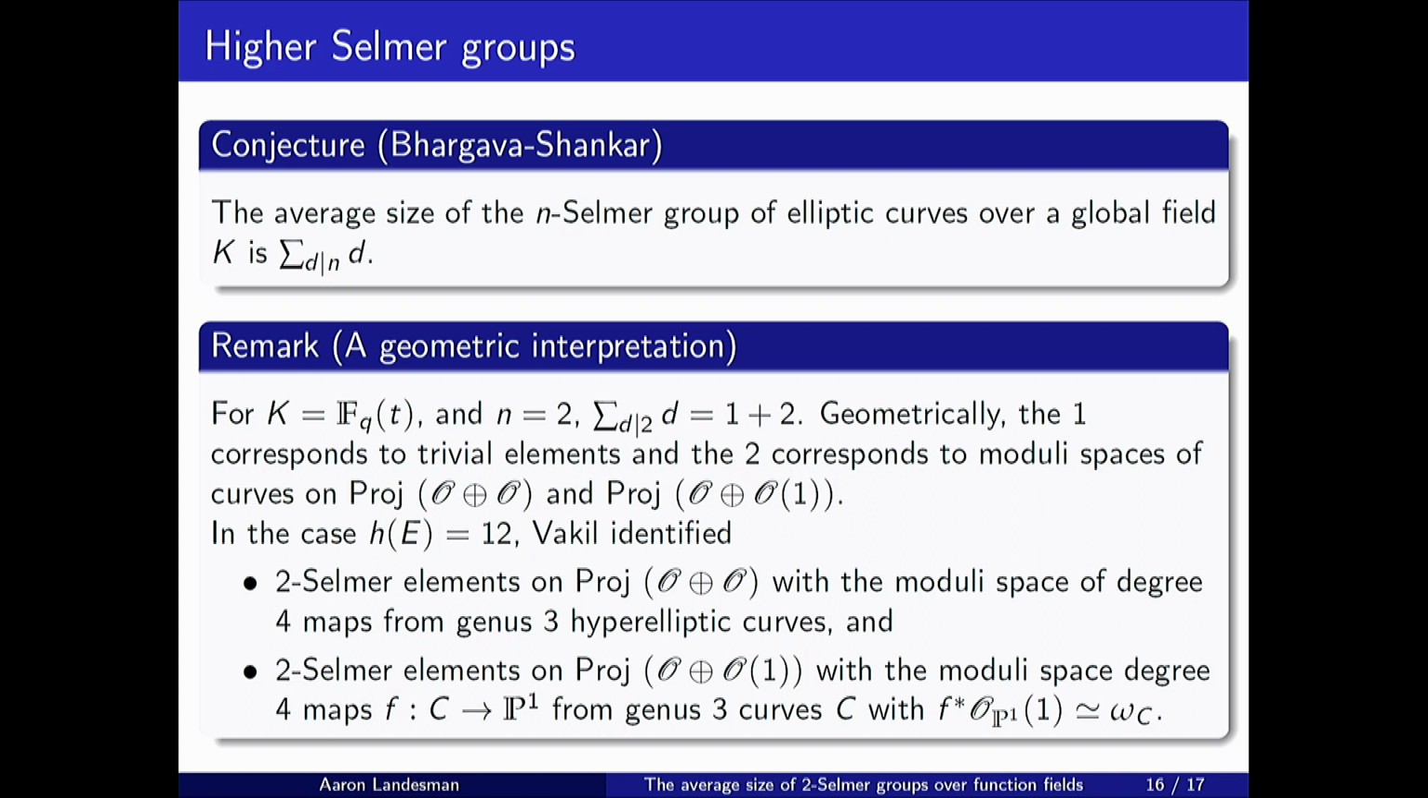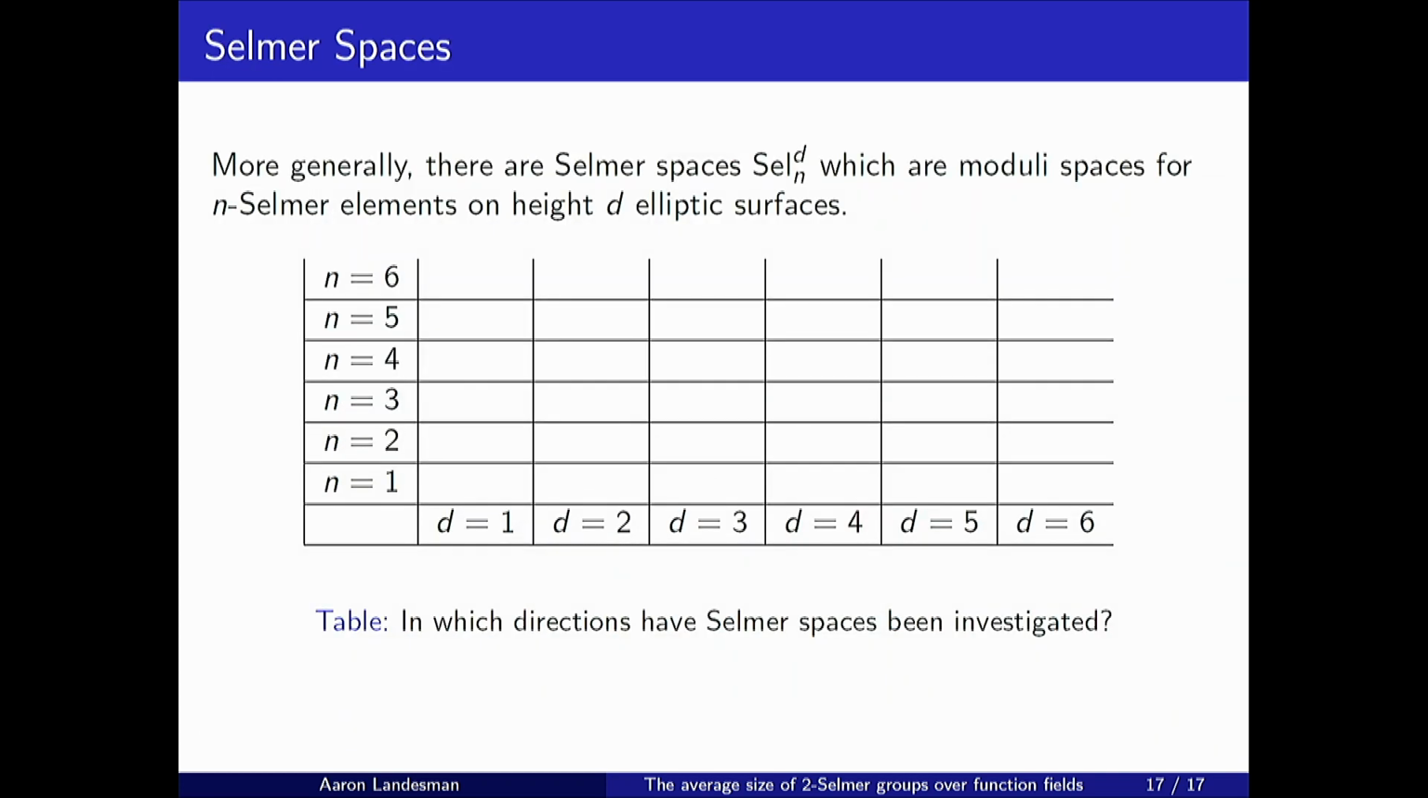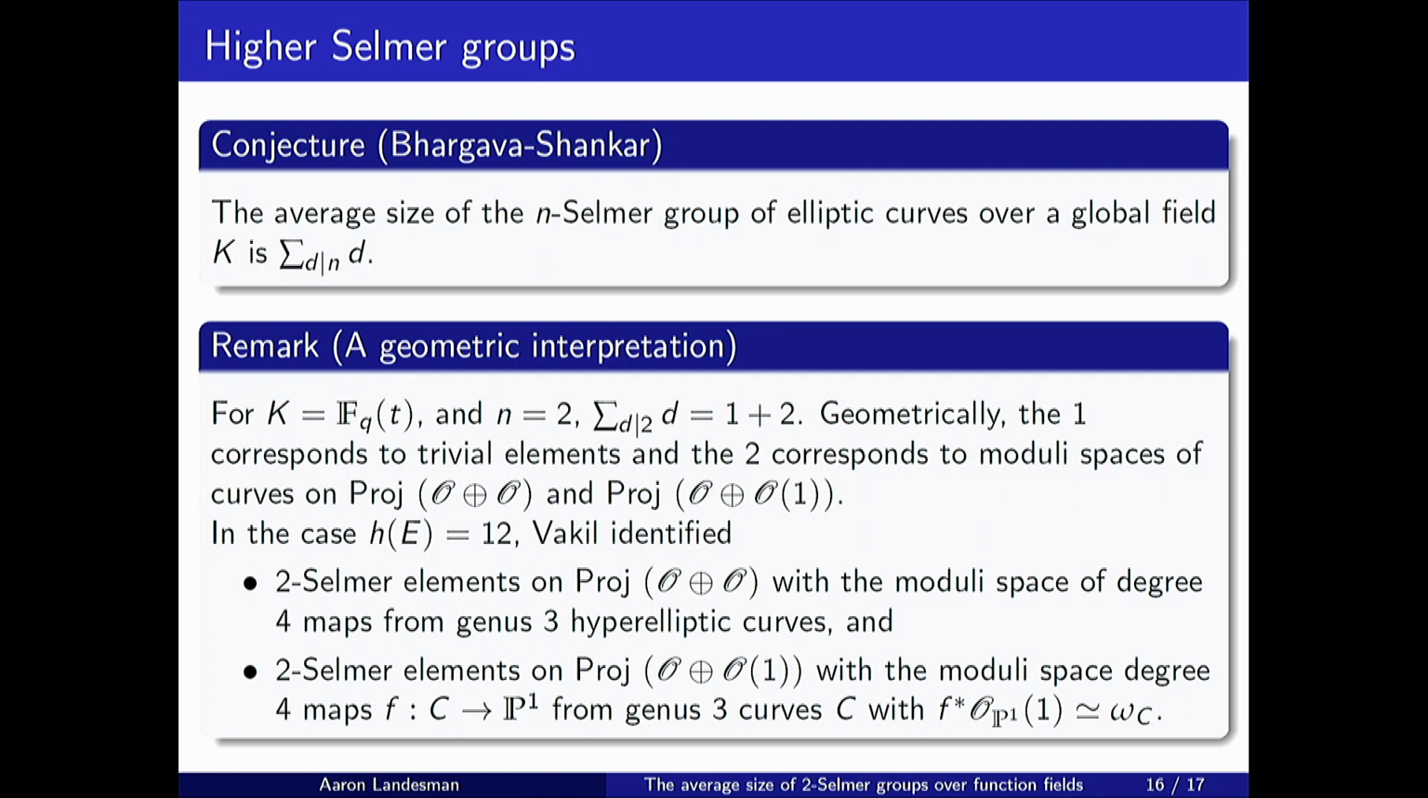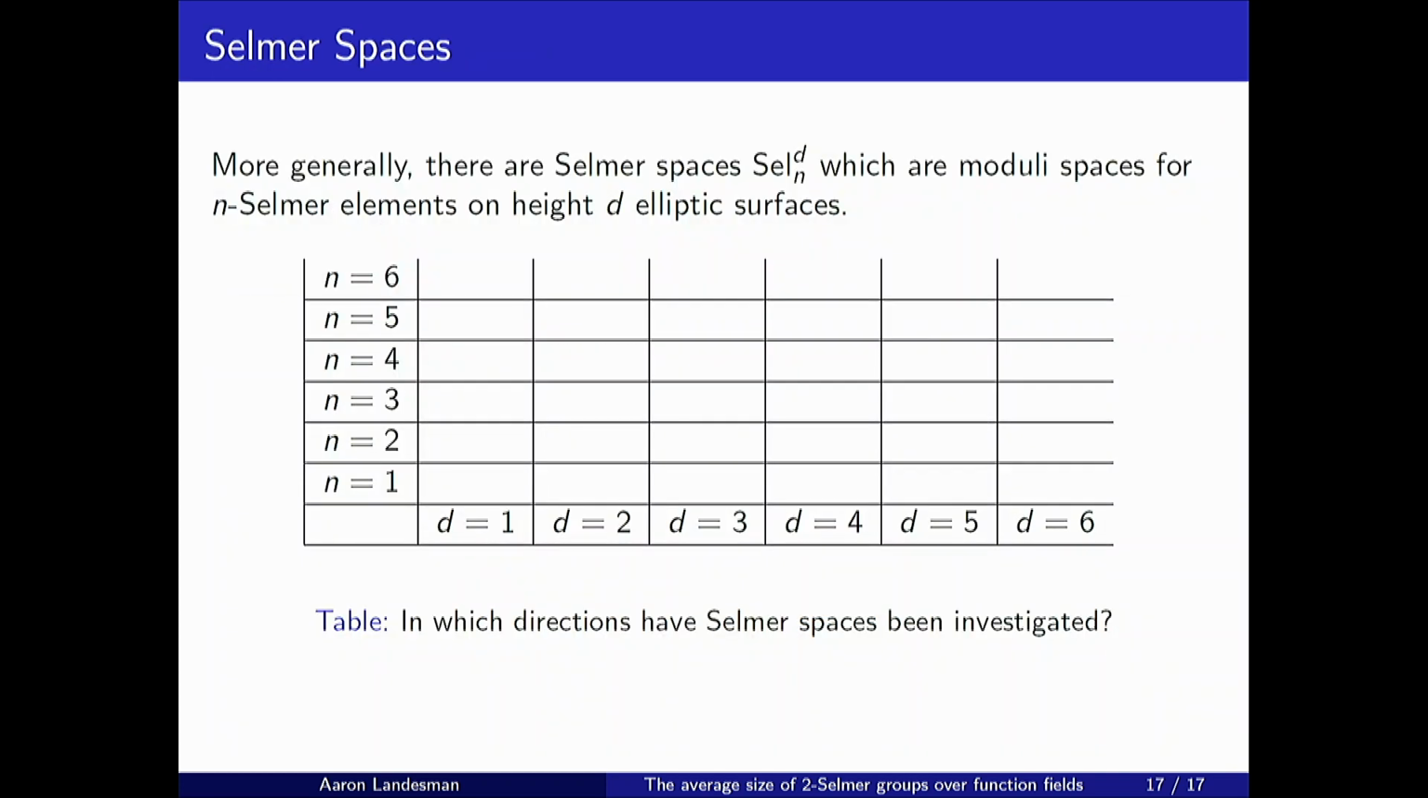And I just want to summarize what's known about different spaces. So remember here we have these geometric descriptions, and you might guess there's a geometric description for arbitrary Selmer spaces. And in fact, you can parameterize Selmer groups as points on certain moduli spaces. And I won't say how to construct it because there's not much time, but for each n, you can look at the n Selmer group of height d elliptic surfaces. And for each n and d, there's a moduli space. So you can imagine each of these squares in the grid, there's a moduli space.